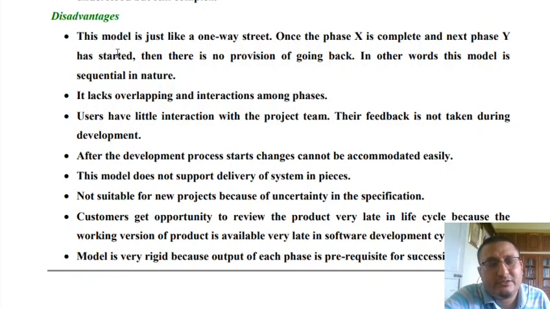Now, this model does not support delivery of the software application in pieces. It is also not suitable in situations where the requirements are not completely specified. In this model, the customer gets to review the product very late in the software lifecycle because there is minimal participation of the customer during the development phase, which may increase the risk of failure. So all of these aspects make the classical waterfall model a very rigid and theoretical model rather than a practical model.